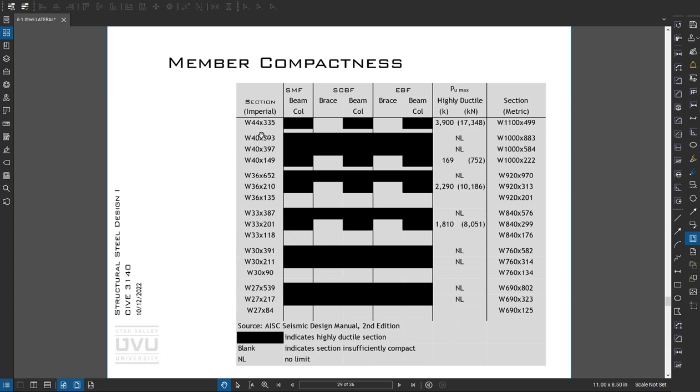So let's say you're designing a special moment frame beam or column. You couldn't use a W36x135 because it's not compact enough. So you could use a 36x210. So generally when we're designing special moment frames or special brace frames, as we're selecting the members, we'll need to come to tables like this and make sure that the stuff we're choosing meets the compactness requirements.